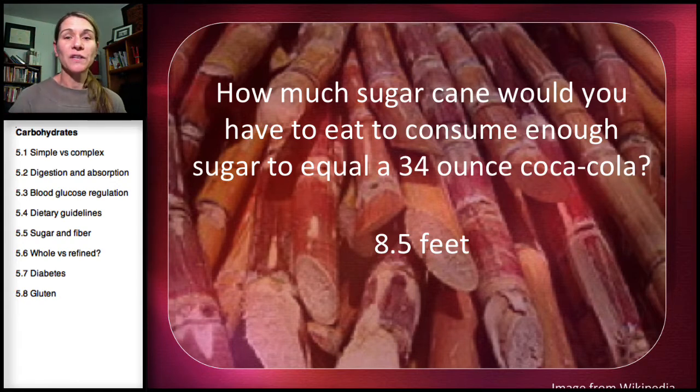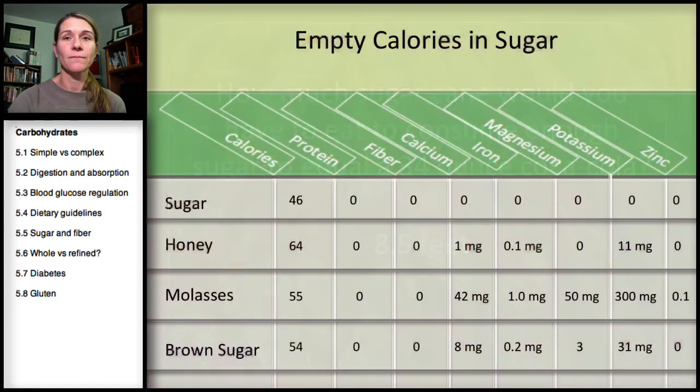If you were to eat just the sugar cane, you would have such a small amount of sugar just gradually going into your bloodstream. You're just not going to have the same impact on your system, on your blood glucose levels, or on your liver.